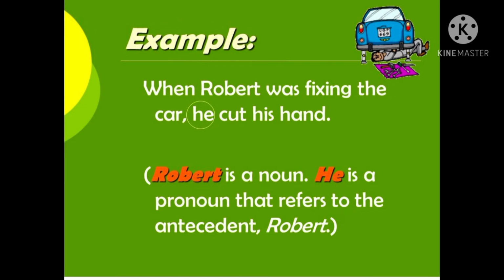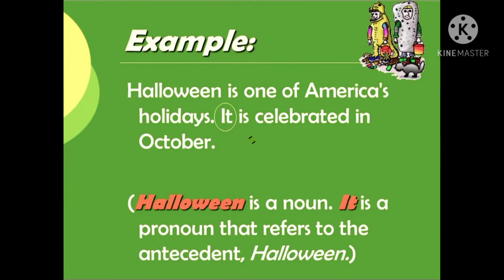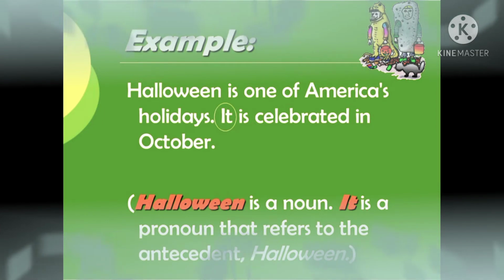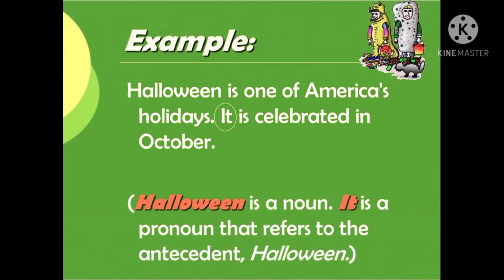Let's have a look at a few more examples. When Robert was fixing the car, he cut his hand. Here Robert is a noun, but he is a pronoun which is referring to the antecedent Robert. So Robert existed before, now it is replaced by he. Similarly, in this sentence, Halloween is one of America's holidays. It is celebrated in October. Halloween is a noun. It is a pronoun that refers to the antecedent Halloween. So in the second sentence, Halloween is not there. It is replaced by a pronoun called it. Am I clear, students?